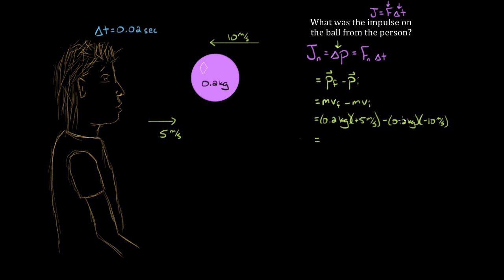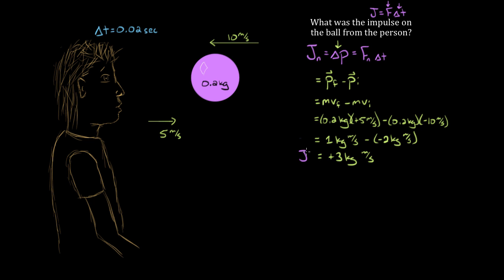So what do I get here? If I multiply this all out, I'm going to get 1 kilogram meter per second minus a negative 2 kilogram meter per second. And that's going to give me positive 3 kilogram meters per second as the impulse. And that should make sense.